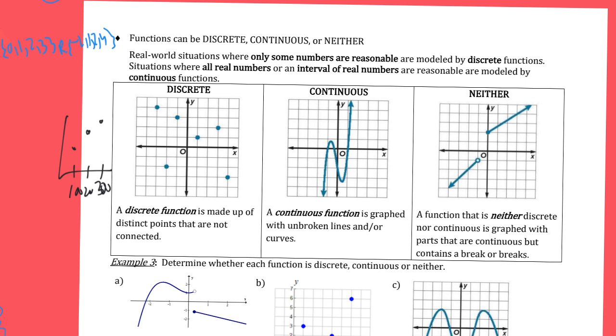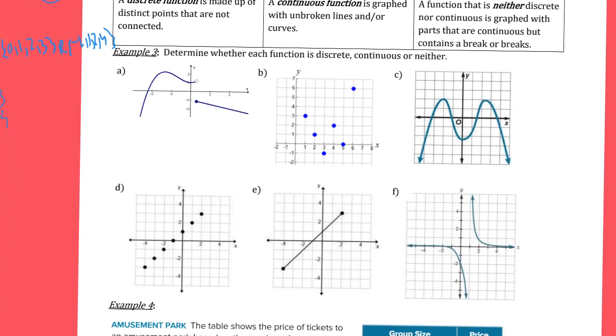And some things are just a function where the graph is continuous. So if you can graph the whole thing without picking up your pencil, that's continuous. And this would be neither. It's not just discrete values, and you can't graph the whole thing without picking up your pencil, so it's going to be neither. And so if you look at these items here, this is going to be neither. This is going to be discrete. This is going to be continuous. Discrete.